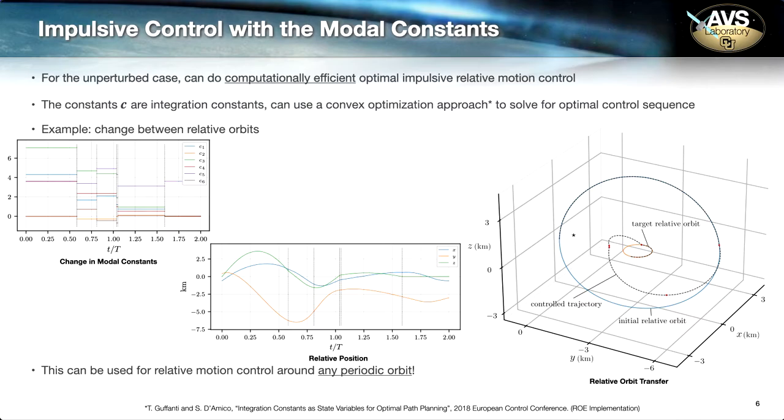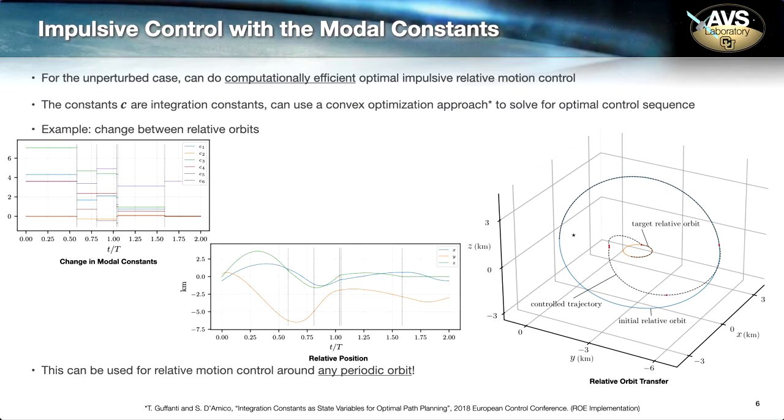There are some useful consequences of the previous control form for the unperturbed case. If we consider a set of all the reachable states with a certain amount of delta V, we can show that the set is compact and convex, and this allows us to adapt a control strategy from literature for such cases to do computationally efficient delta V optimal control with impulsive maneuvers.